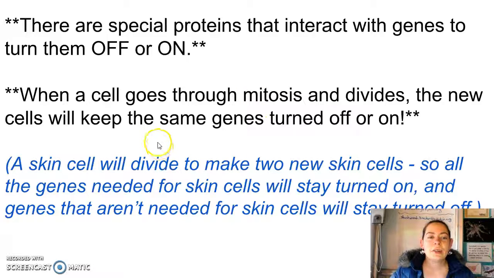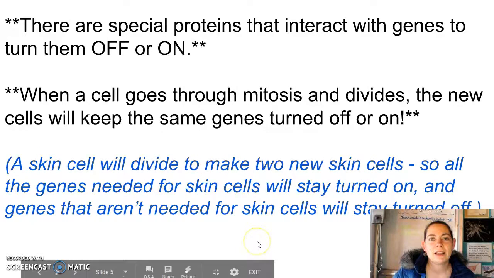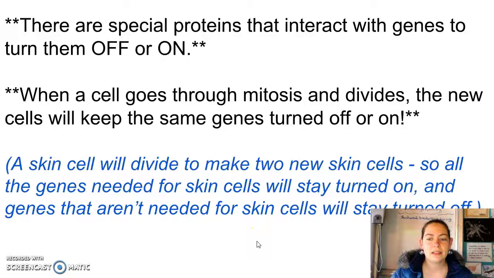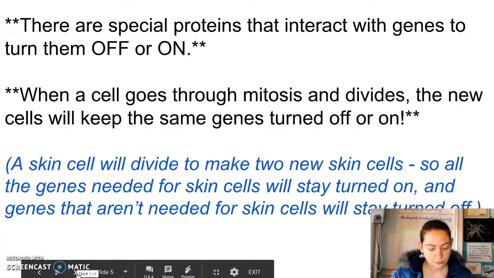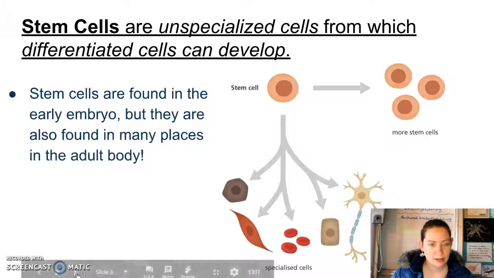So when a cell goes through mitosis and divides, the two new daughter cells that it makes are going to keep those same genes turned off or on, which I think is pretty cool that it can do that. So like if a skin cell divides, it's going to make two new skin cells, right? It's not going to suddenly make a stomach cell or a bone cell. It's going to keep those same genes on that it needs to be that type of cell. All right, so hopefully you've got number 7.